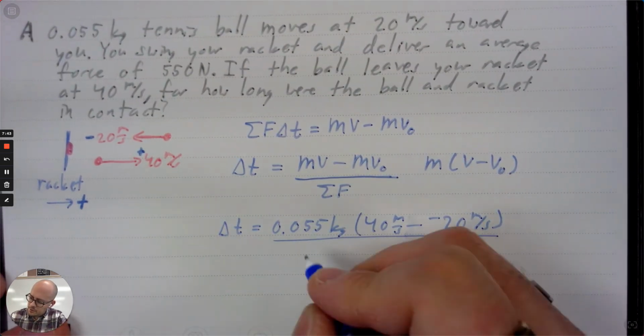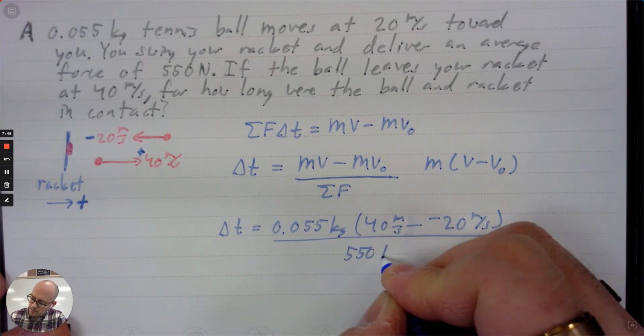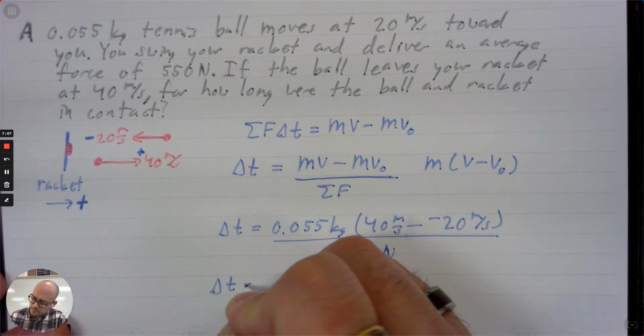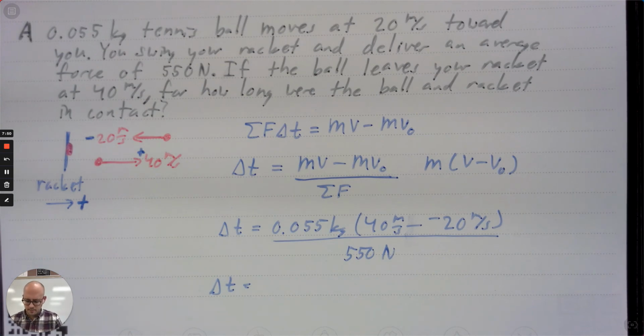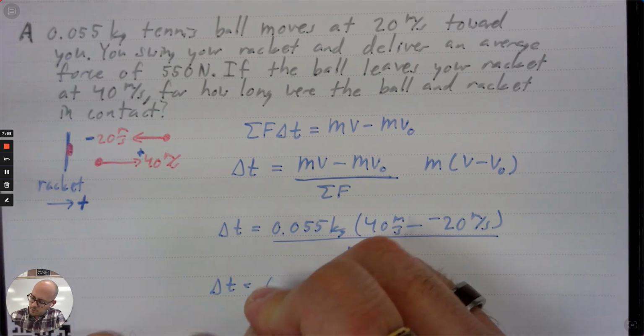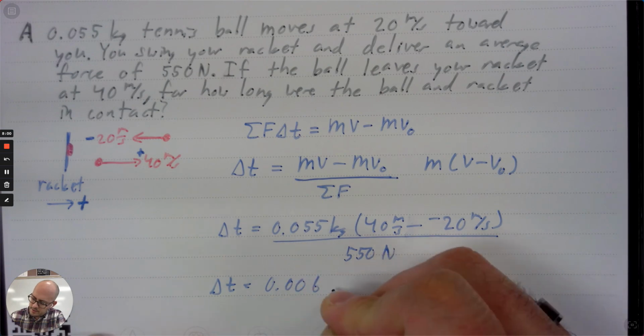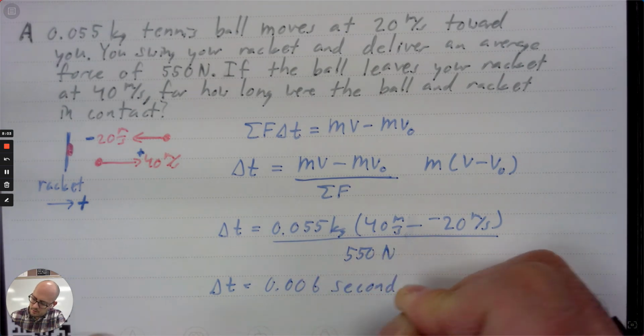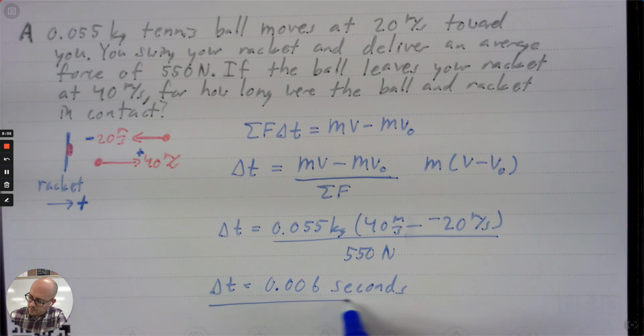And then the net force was 550 newtons. So I calculate 0.055 times (40 plus 20), all that divided by 550, and I get 0.006 seconds. So 6/1000ths of a second.